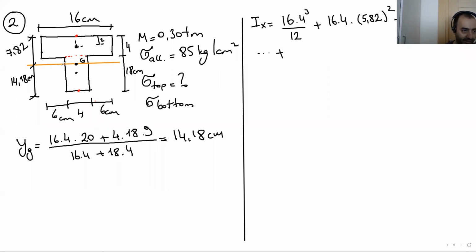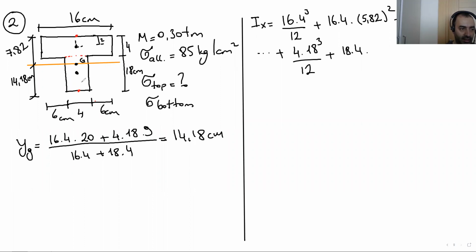Let's have a look at the second rectangle at the bottom. 4 times 18 cubed over 12, plus, this is the moment of inertia according to this point. Let's shift it to the global axis. Area times distance squared. Area is 18 times 4 times. What is the distance?